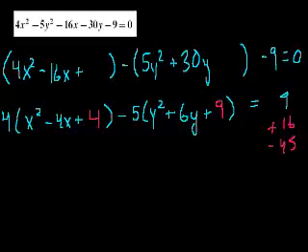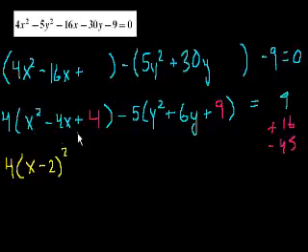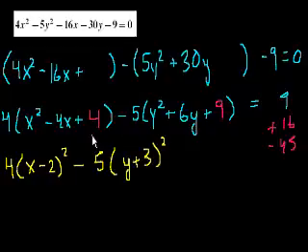And so this simplifies to 4 times x minus 2 squared, right? That's x minus 2 squared, minus 5 times, this is y plus 3 squared, is equal to, let's see, 9 plus 16 is 25, 25 minus 45. Let's see, have I made a mistake someplace? 25 minus 45. No, that's right. 25 minus 45 is minus 20. Right? And now we can divide both sides by minus 20, if I did this correctly.